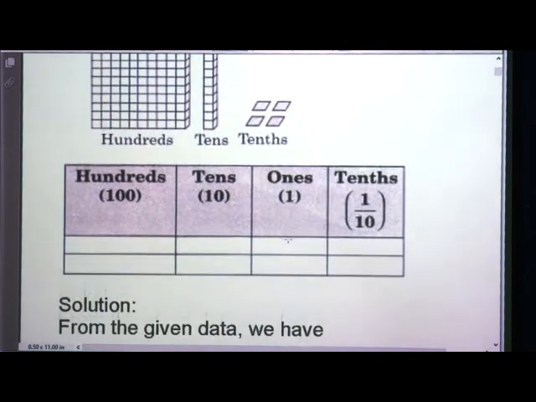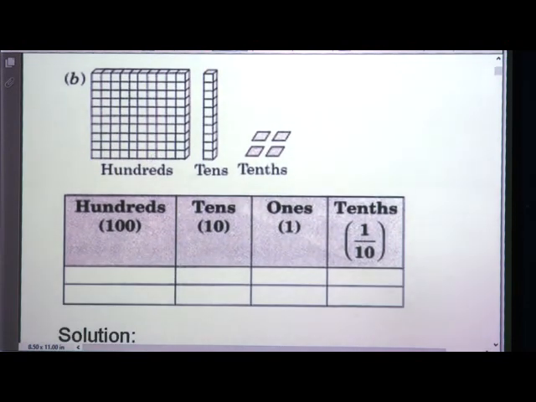Now, we can see the next one. See here, hundreds. How many hundreds do we have? 1, right? Then how many tens do we have? 1 ten. How many ones do we have? We do not have anything, so 0. Now, how many tenth part do we have? 4. So, we have written here 4.